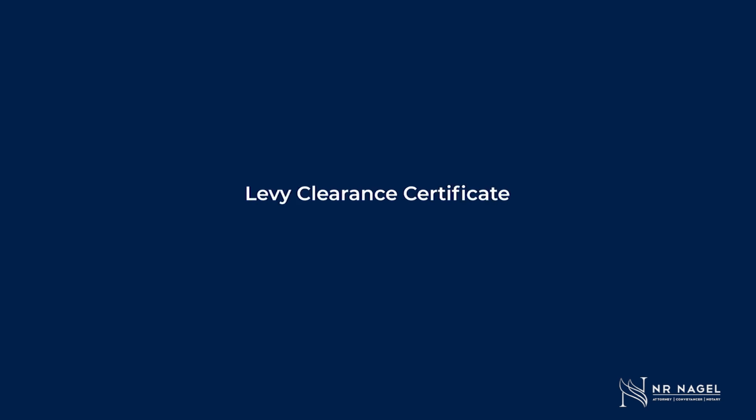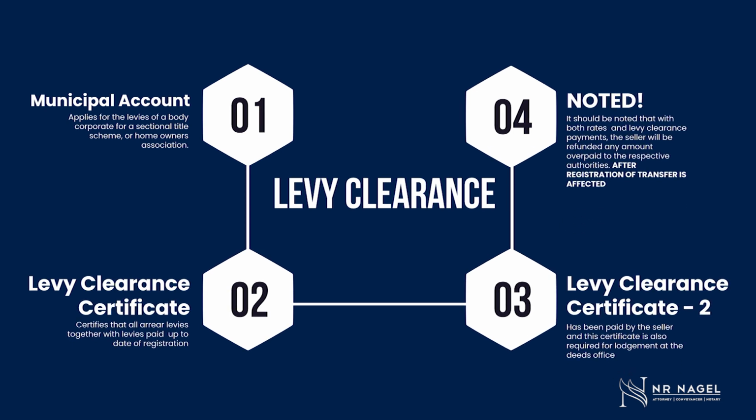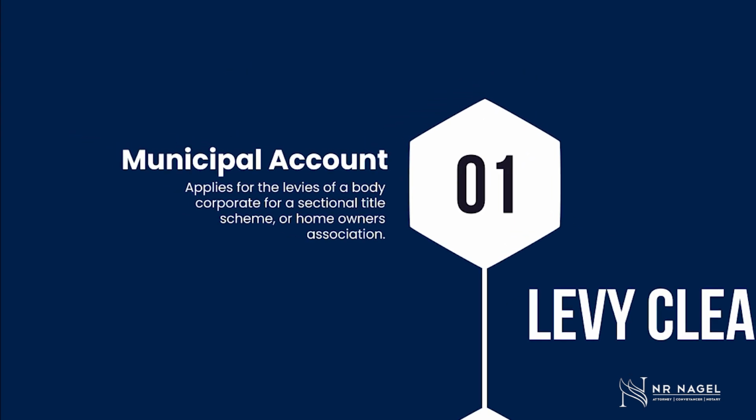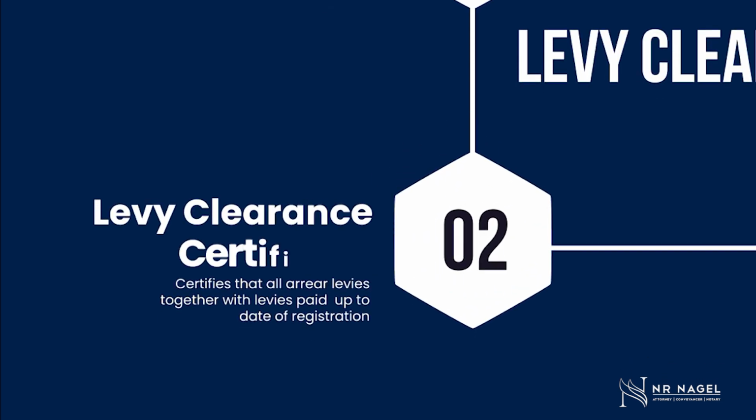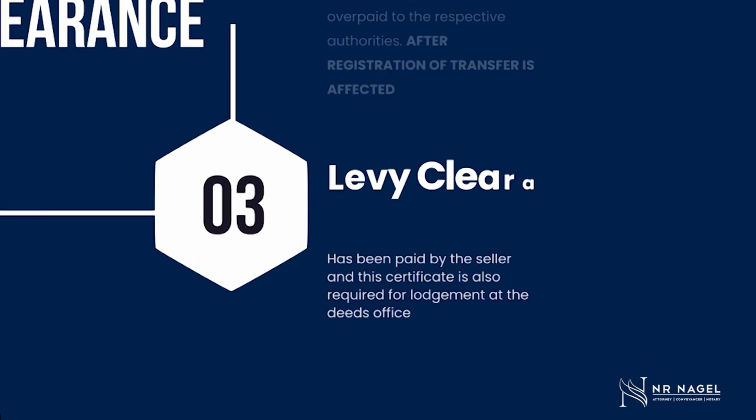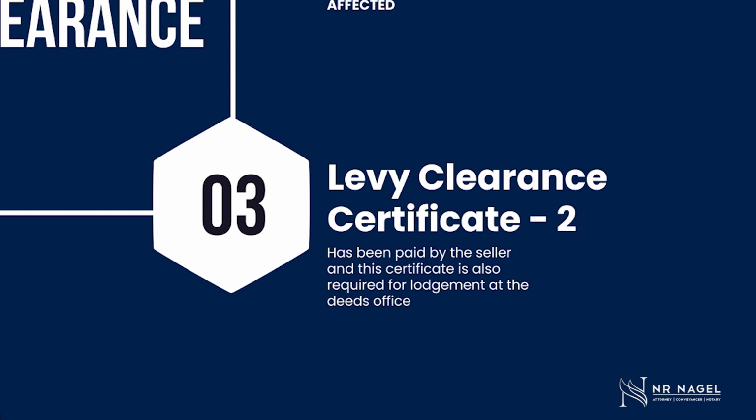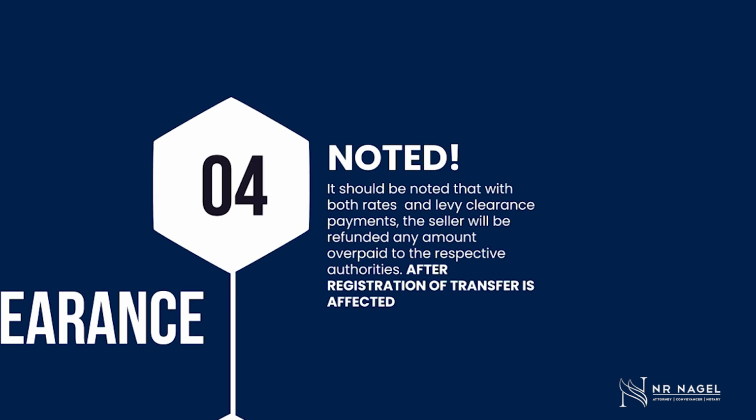Levy clearance certificate. The same principle as with the municipal accounts applies for the levies of a body corporate for a sectional title scheme or homeowners association. The levy clearance certificate certifies that all arrear levies together with levies paid up to date of registration has been paid by the seller and this certificate is also required for lodgment at the deeds office. It should be noted that with both rates and levy clearance payments, the seller will be refunded any amounts overpaid to the respective authorities after registration of transfer is effected.